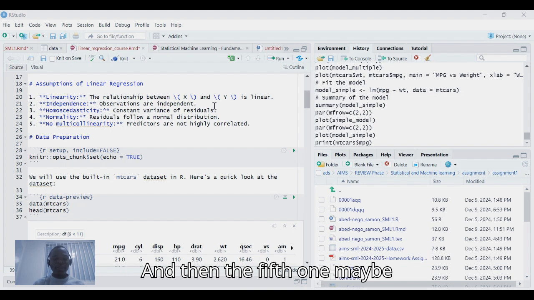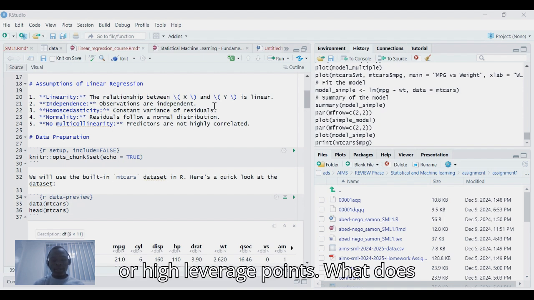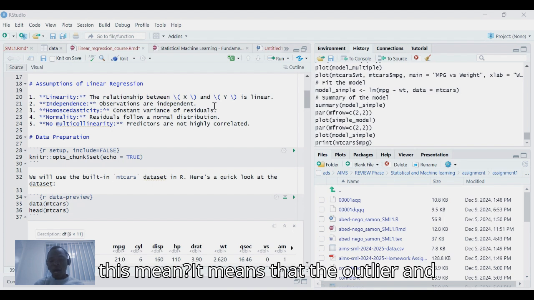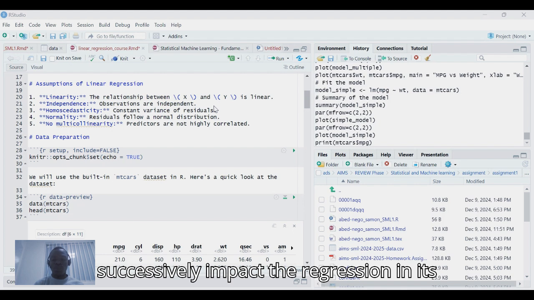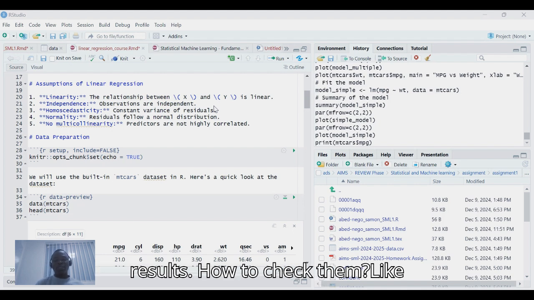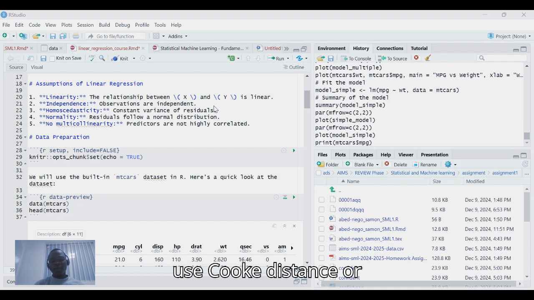And then the sixth one is the issue of outliers or high leverage points. It means that outliers and influential points should not excessively impact the regression results. How do we check them? Use Cook's distance or the leverage statistic to identify influential points. Check the residual plots for extreme values, and see how the values are distributed.